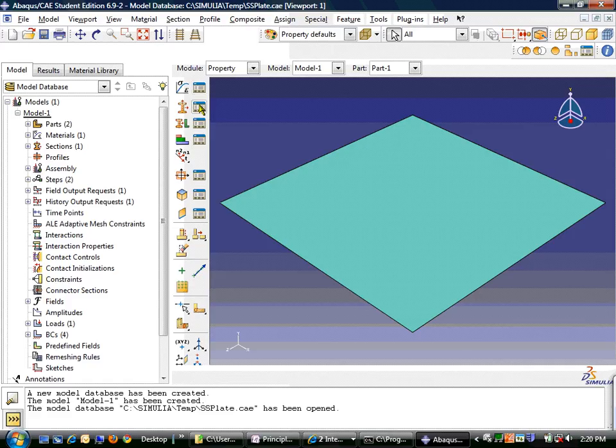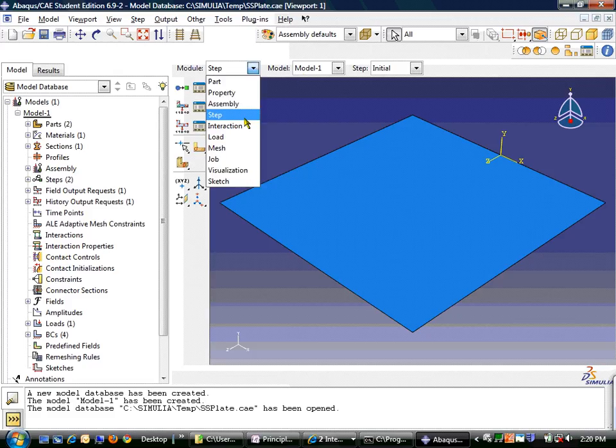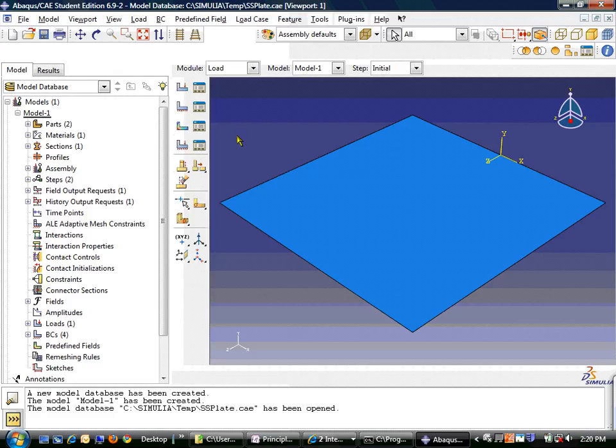I've already done that. You can assign sections. There's nothing new in any of these modules. Assembly is the same old thing. You just instance a part. Step. There are 2 steps in this: initial and step 1. So loads and boundary conditions. Let me see if we can pull those up.